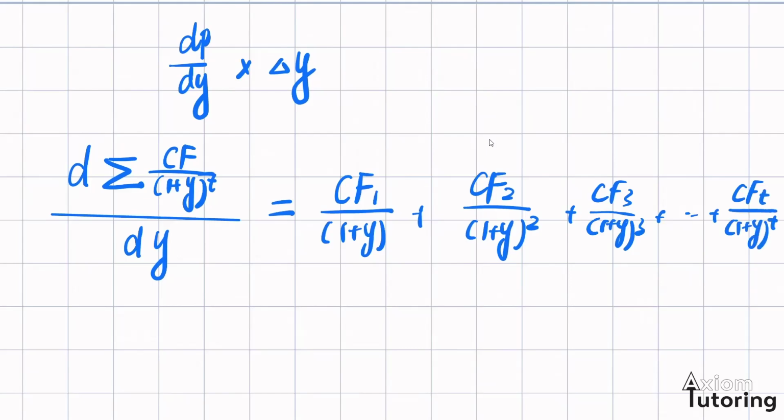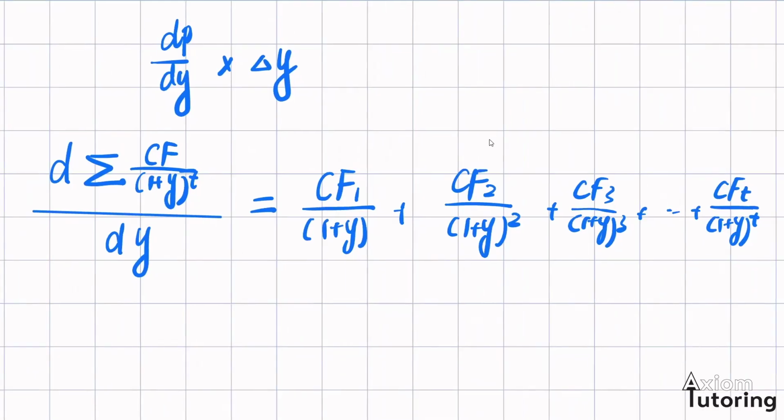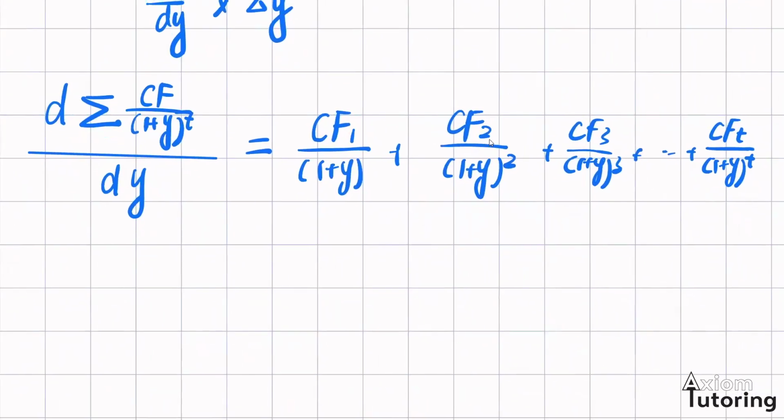It doesn't matter whether it's a coupon or not, or how much the coupon is, or what the face value is. Let's just call them cash flows. So this whole thing is going to be our numerator. We're taking the derivative of this over dy.